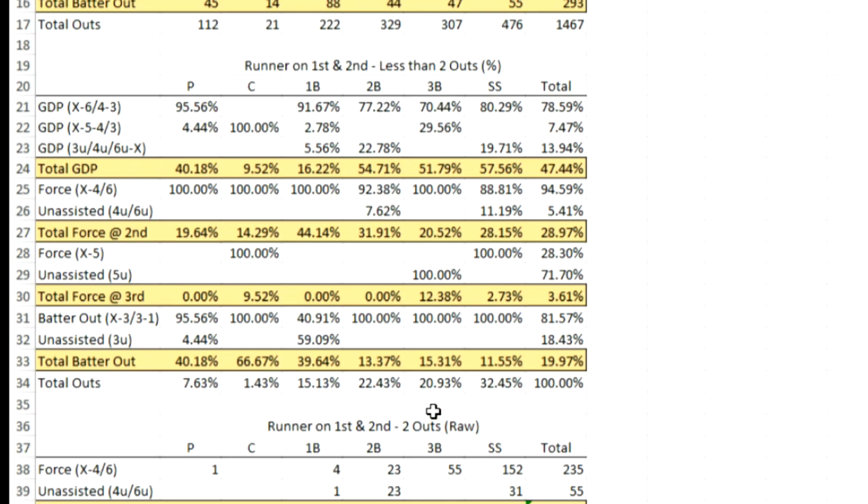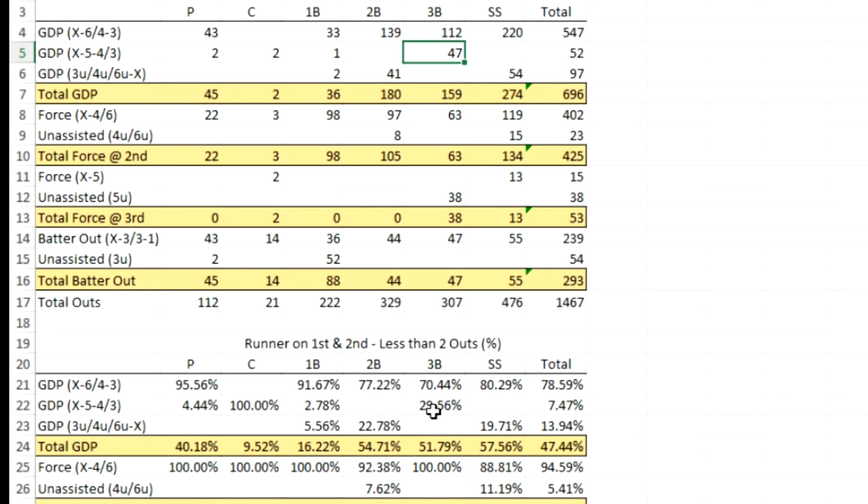But other than those cases, so if you remove the third baseman from the equation in terms of the first fielder, almost never does a fielder throw to third base for an out, no matter what the situation. So I thought that was interesting.